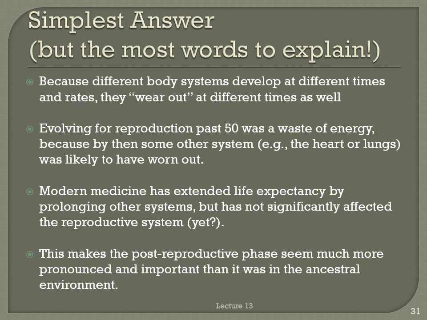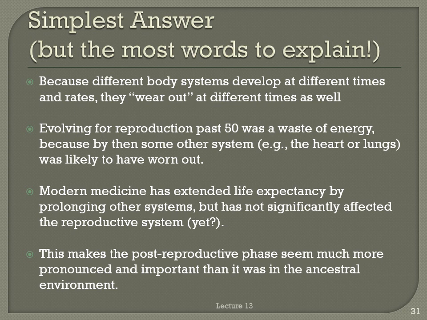To be honest, the simplest answer is probably the best. Unfortunately, it also takes the most words to explain. Because different body systems develop at different times and rates, they also wear out at different times. In the ancestral environment, evolving for reproduction past 50 was a waste of energy because by then some other system, for example the heart or the lungs, was likely to have worn out.